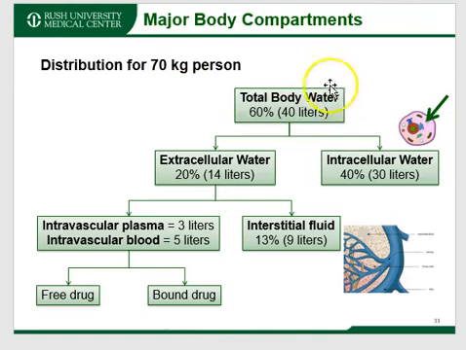This is what the distribution pattern looks like for a normal 70 kilogram person. A 70 kilogram person will have about 40 liters of total body water, and that's about 60% of the water that's in their system. And that 60% can be further subdivided into the extracellular and the intracellular compartments, with 14 and 30 liters respectively. The extracellular portion can be further broken into the intravascular space, including the intravascular plasma and the intravascular blood, as well as the interstitial fluid. Within these intravascular compartments, we're dealing with the ratios of free drug versus bound drug.